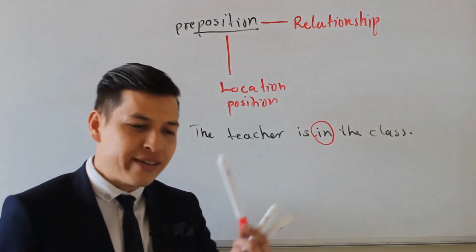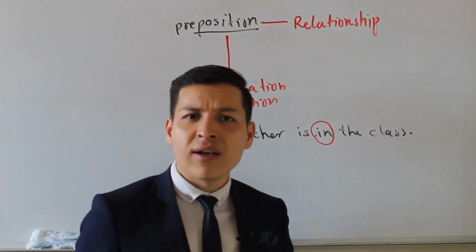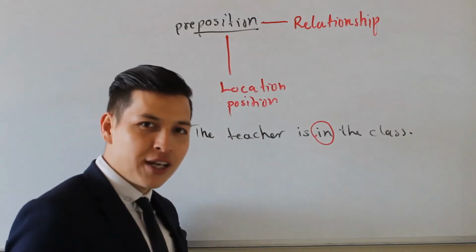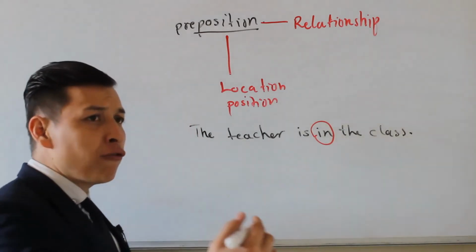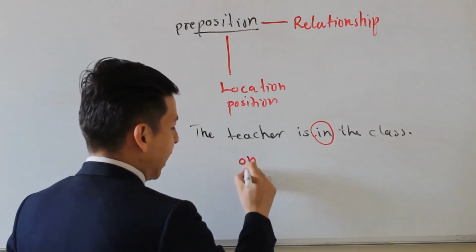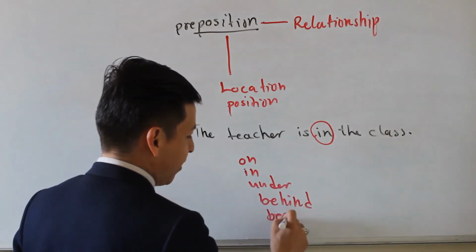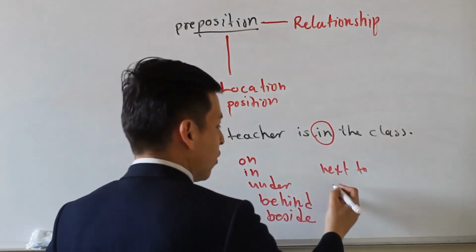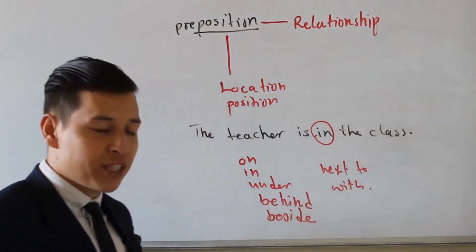Or for example, where is the marker? The marker is in my hand. Where is, for example, the camera? It is across from the teacher. Okay? The camera is across from me. It's not in front of me. It's across from me. So, by the way, we have a lot of prepositions that show position. For example, on, in, under, behind, beside, next to, with, and many more.